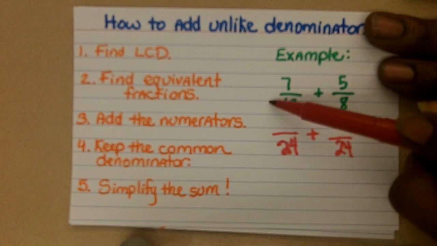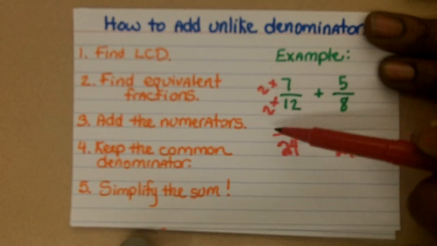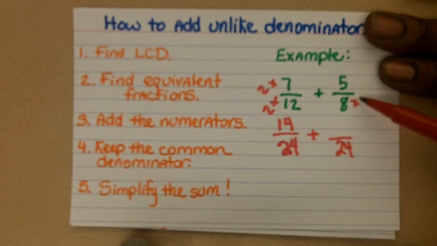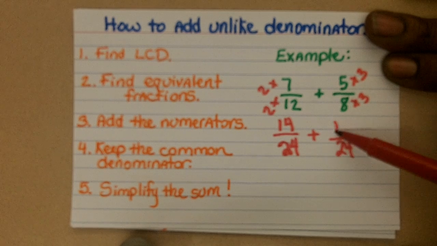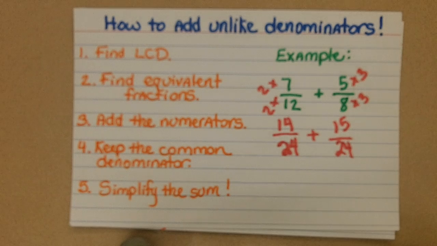Well, 12 times the 2 gave me the 24. So 7 times the 2 is 14. 8 times the 3 gave me the 24. So 5 times the 3 is 15. All right, now we've done that.